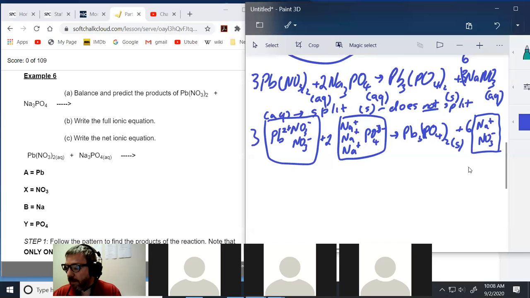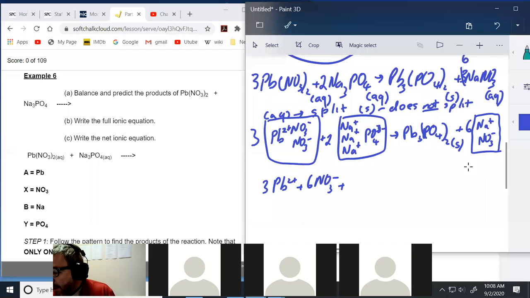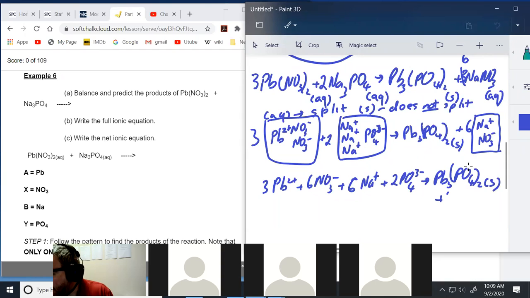Now looking over here, what I do is I have to count up how many ions I have of each. So that would be 3 Pb2+ in there. That'll be 6 nitrates plus 6 sodiums, Na+, plus 2 phosphates. That gives the Pb3(PO4)2 solid, and then plus 6 Na+, plus 6 NO3-.